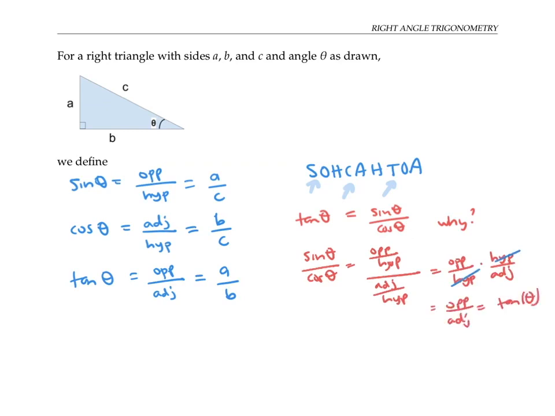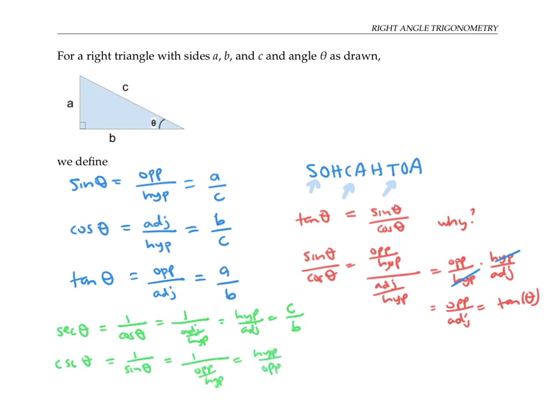There are three more trig functions that are defined in terms of sine, cosine, and tangent. First of all, there's secant of theta. By definition, that's 1 over cosine of theta. So it's going to be 1 over the adjacent over the hypotenuse, which is the hypotenuse over the adjacent, which in this triangle is c over b. Cosecant of theta is defined as 1 over sine theta. That's 1 over the opposite over the hypotenuse, which is the hypotenuse over the opposite. And for this triangle, that's going to be c over a.